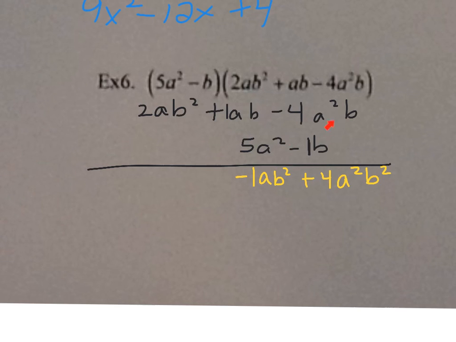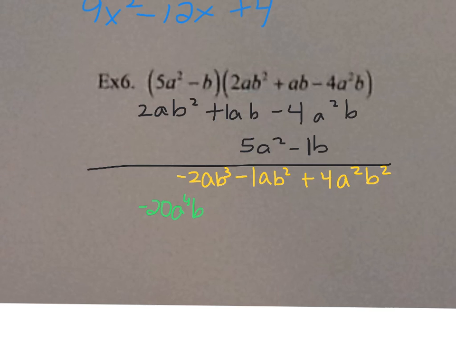And then we have negative 1 times 2ab squared. So it's going to be negative 2ab to the third. Right? Because I have b times b squared. All right, so now I'm going to work with 5a squared. So 5a squared times negative 4a squared b. So that's going to give me negative 20a to the fourth. There's no a to the fourth in the yellow, so I'm just going to bring that over to the side. And I have negative 20a to the fourth b.